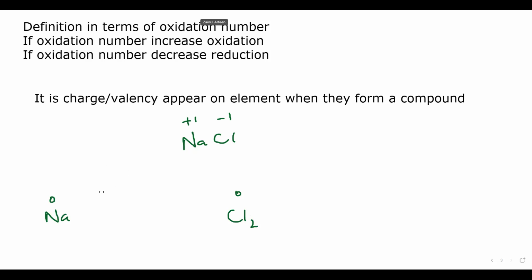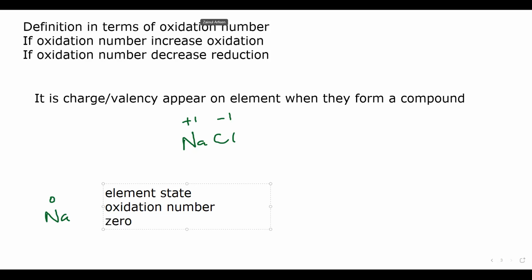But when they are in element form, the valency or the oxidation number is 0. So for example, if there was a reaction where sodium is reacting with chlorine to form sodium chloride, NaCl, the equation must be balanced. First, this is NaCl, so we put 2 here.